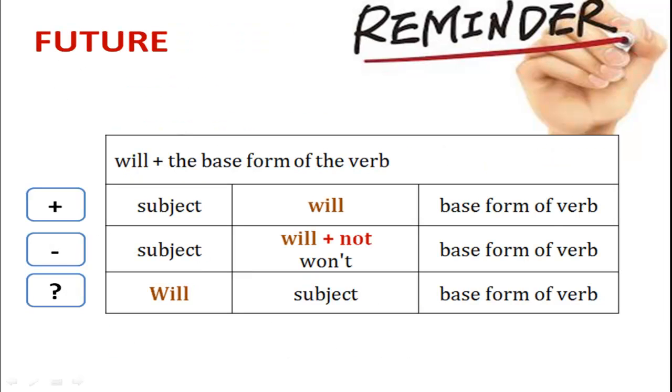While in the future, in the affirmative structure, the subject is followed by the modal verb will, followed by the base form of the verb. In the negative, the modal carries the negative particle forming will not or won't, followed by the base form of the verb, and in the interrogative or the question form, we switch the places between the modal verb and the subject.